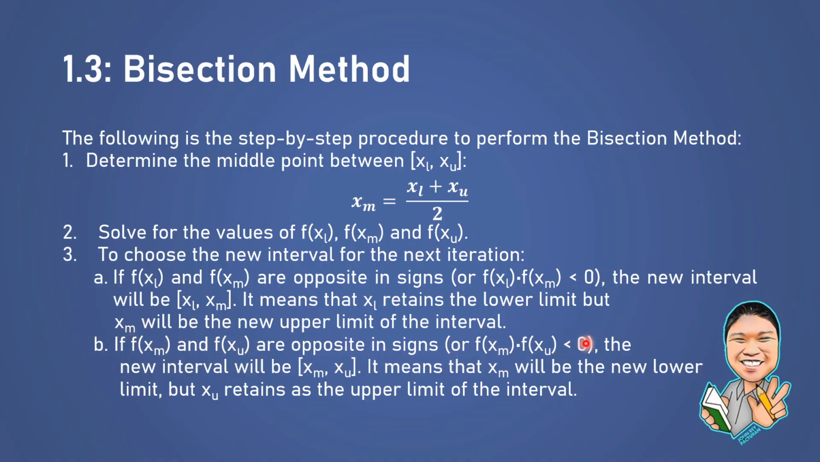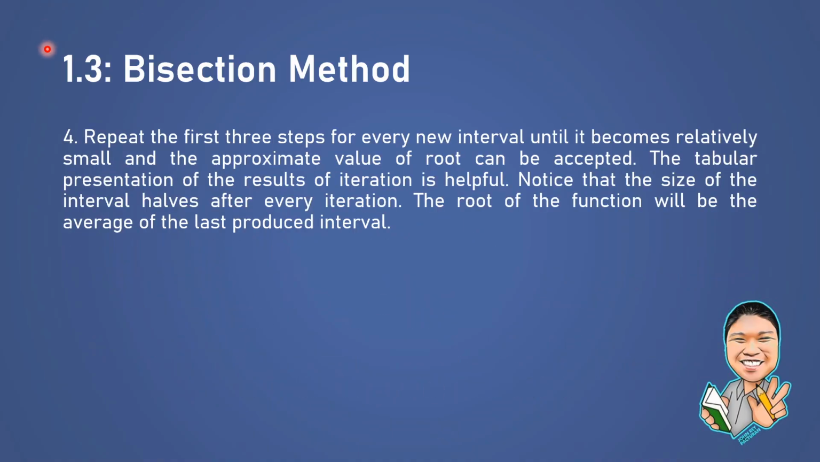are opposite in sign. So the new interval will be x sub M, x sub U. It means that x sub M will be the new lower limit but x sub U remains the upper limit of the interval. You will understand this better when we have an example later on. And the last step is of course to repeat the first 3 steps on the new interval until it becomes relatively small and the approximate value of the root can be accepted.